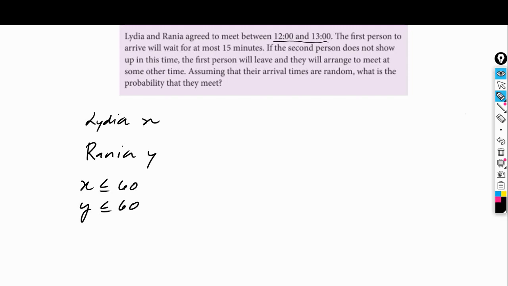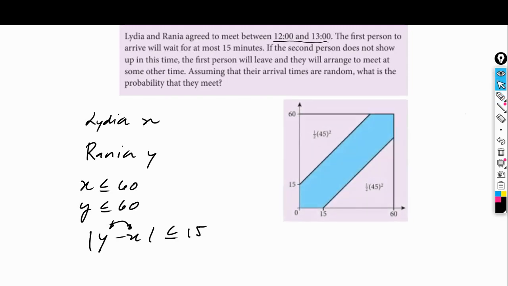But there's another thing. The difference between their arrivals has to be 15 minutes at most. So that means that the absolute value of the difference between arrival times y and x must be less than or equal to 15. Why do we use absolute value? Because these two can be in either order, right? One of them can arrive before the other one. So now we're going to use geometric probability to solve this problem.